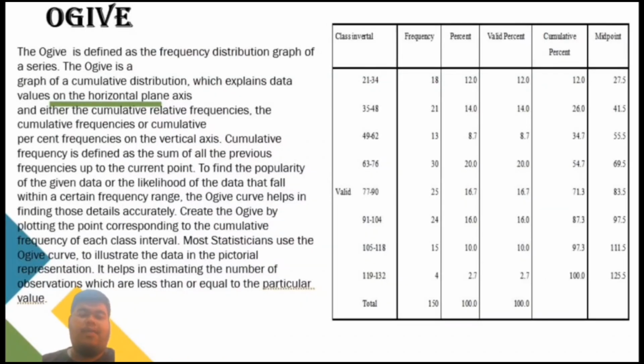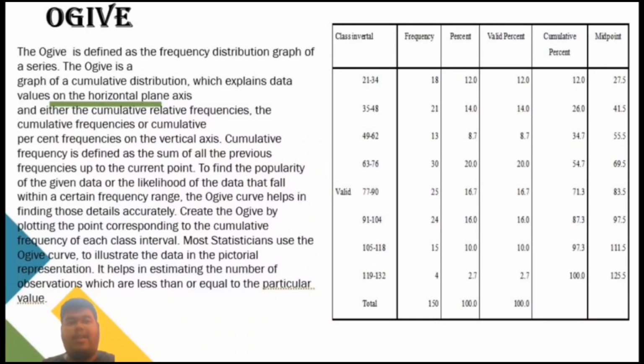Second type of graphical representation is the ogive graph. The ogive is defined as a frequency distribution graph of a series. The ogive is a graph of a cumulative distribution which shows data values on the horizontal axis and either the cumulative relative frequency, the cumulative frequency, or the cumulative percent frequency on the vertical axis. Cumulative frequency is defined as the sum of all previous frequencies up to the current point.